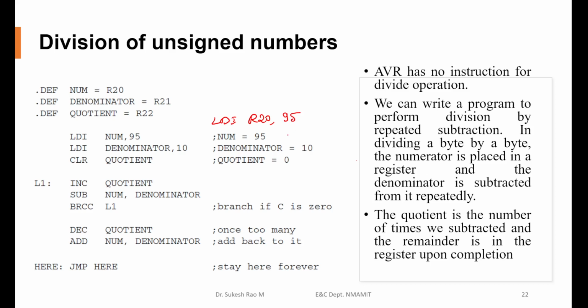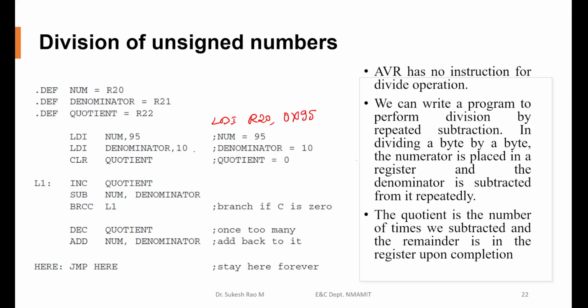That means the hexadecimal equivalent will be loaded. Now 95 is in decimal, so I am supposed to write it as 0x95, a hex value. If you simply write 95, then automatically the decimal to hex conversion happens and that value will be loaded.